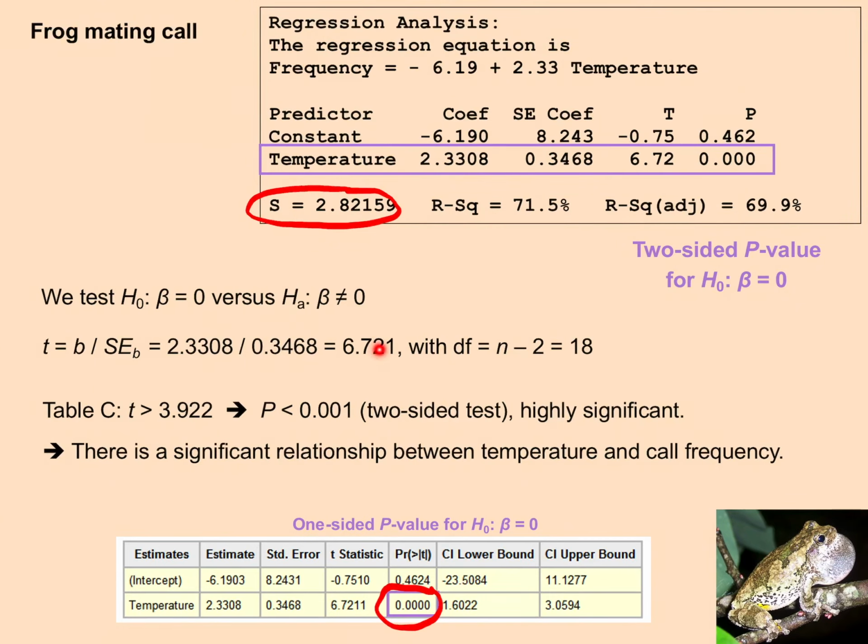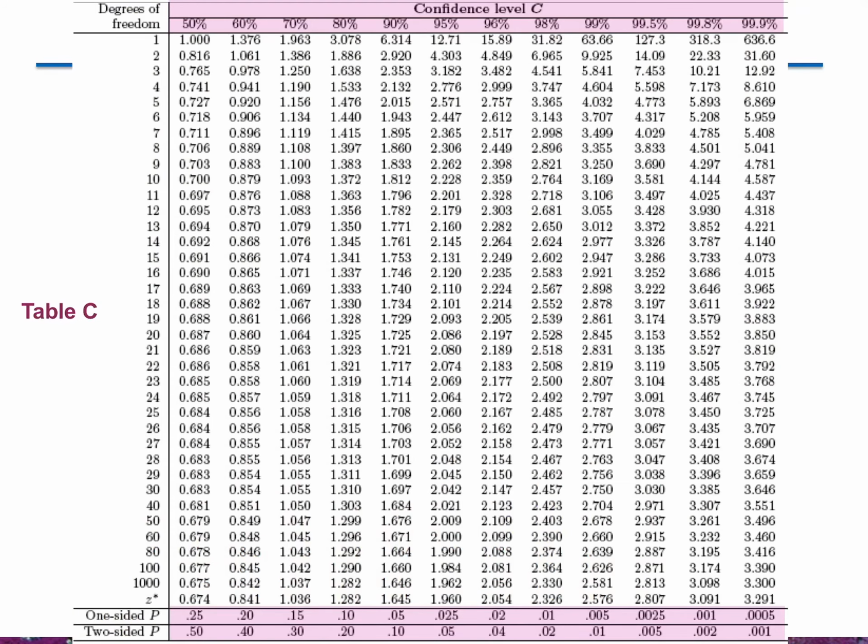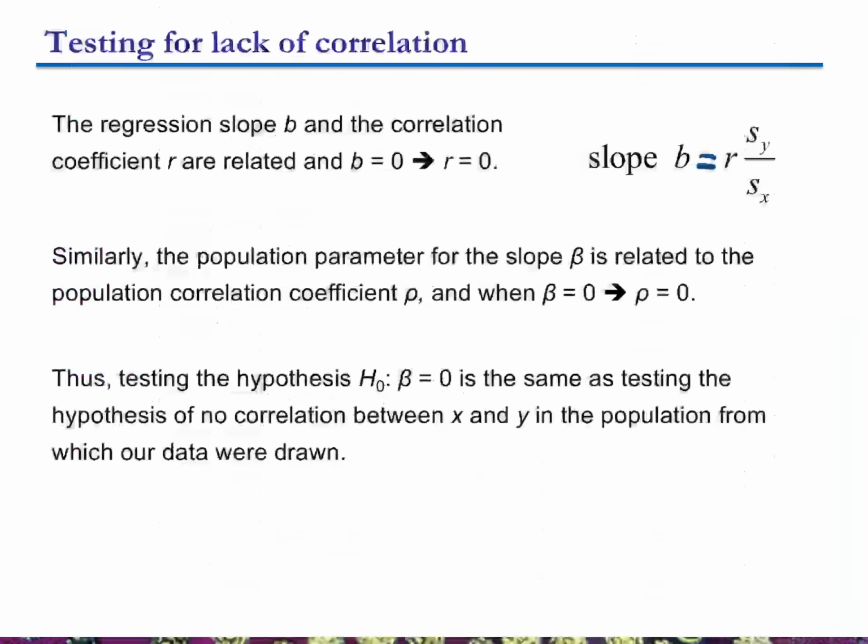Let's look at table C. So we're looking at degrees of freedom of 18, and we're looking for a t-value of 6.721. So degrees of freedom of 18 right there. You go all the way to the right, and our last value is 3.922. Well, 6.7 is way over there to the right, so we know that our p-value is less than 0.001 that you see there at the bottom for two-sided p. So it's a highly significant relationship.